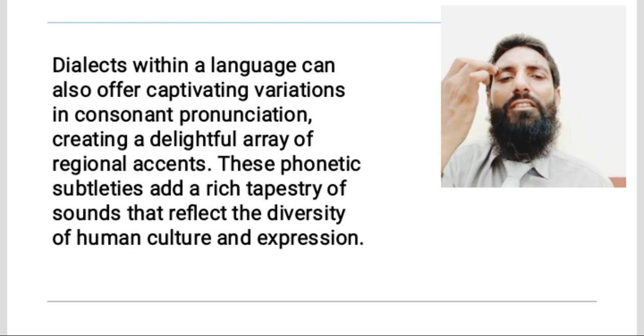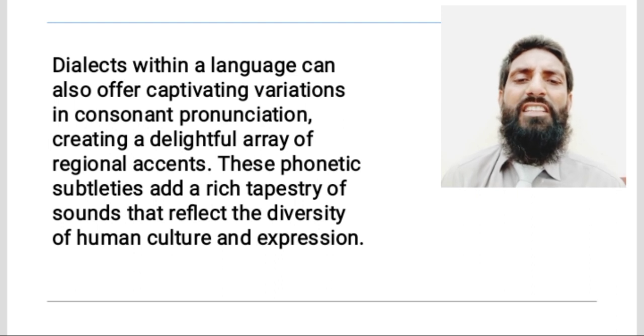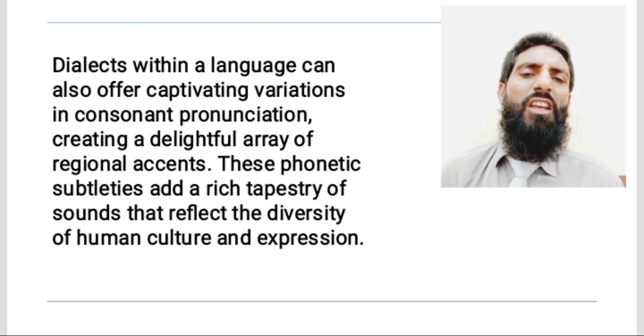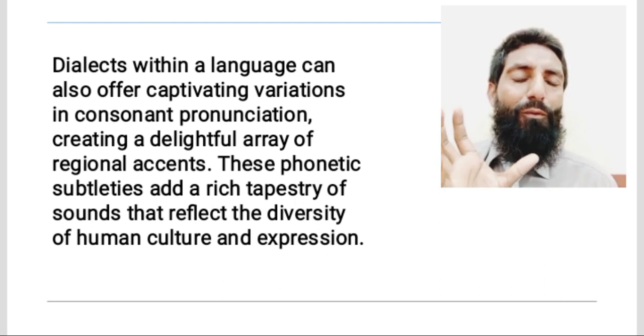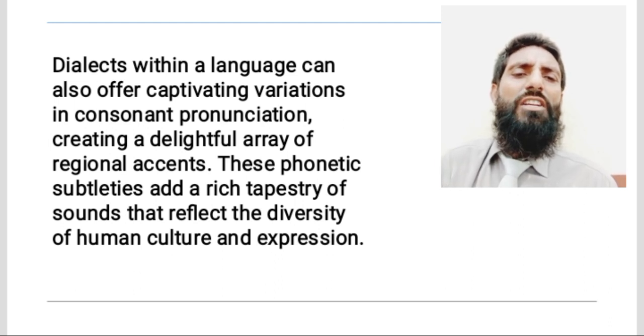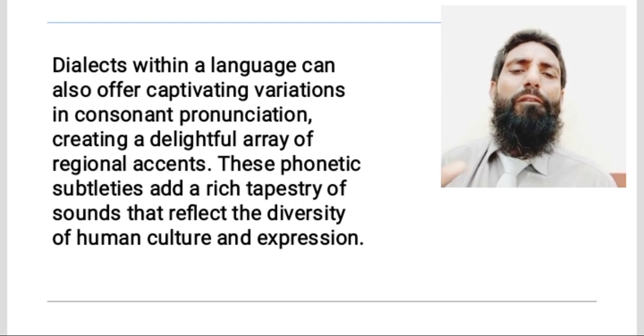So dialects within a language can also offer captivating variations in consonant pronunciation. Yes, exactly. This is the way the speakers of the same language can vary in their dialects, and this is a very captivating, mesmerizing, interesting and alluring variation in the consonants and in pronunciation, creating a delightful array of regional accents. This is what I was saying: if you go from one city to another and you speak the same language as the people of your strata and society, they also speak the language like you, but their accent and dialect will vary in consonant pronunciation.